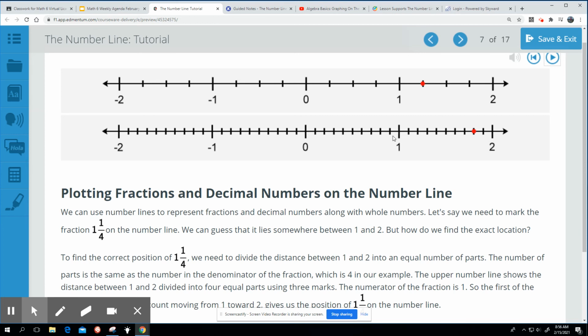So for the number 1.8, we know that's a positive number. So we're going to be moving to the right. We have 1 whole and then 8 parts of a whole, because those parts are divided into tenths. So this is 1 8/10.